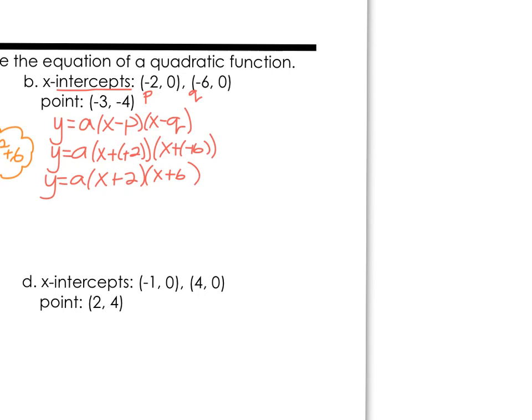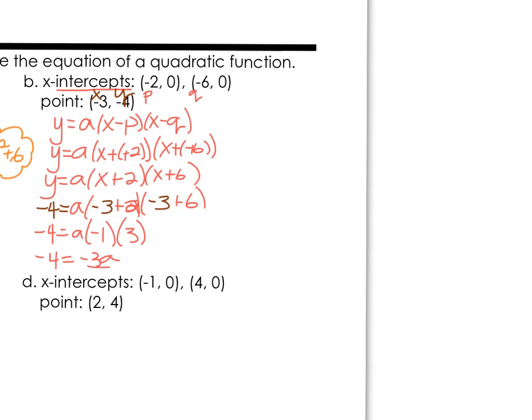Again, we're given a point, (negative 3, negative 4), to substitute in for x and y, and this will help us determine our a value. Plugging in negative 4 on the left, and then we have to plug in negative 3 for both x's on the right, and then leave everything else the same. So we have negative 3 plus 2 times negative 3 plus 6. And then simplify, keeping our a on the outside. Negative 3 plus 2 is negative 1, and negative 3 plus 6 is positive 3. Negative 1 times 3 is negative 3.